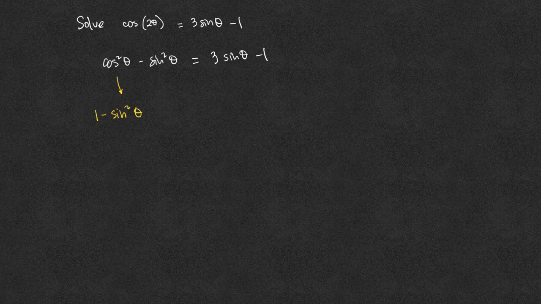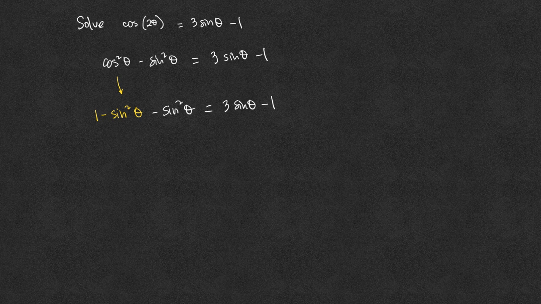And we bring down every single term left. The right hand side is still 3 sine of theta minus 1. This equation is equivalent to the previous equation, which is equivalent to the given equation. This equation now has only one trigonometric function, so we will zero this out.